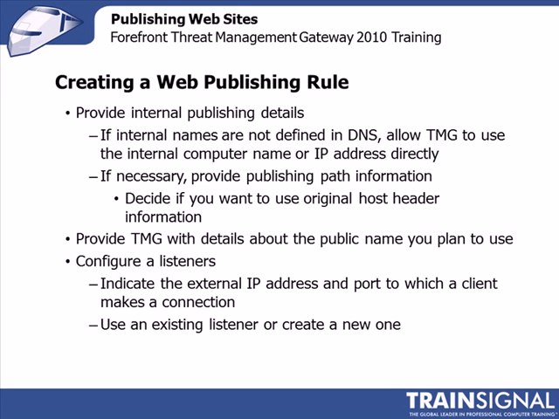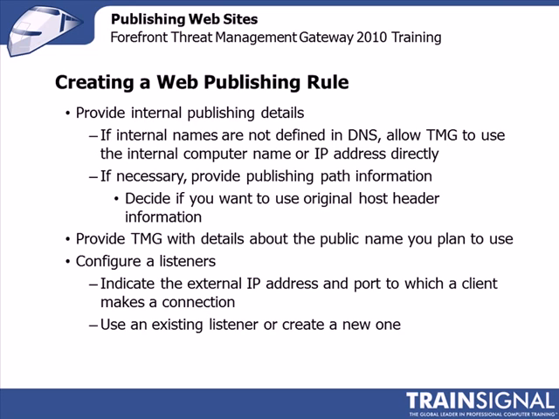When you create a web publishing rule in Threat Management Gateway, you have to provide some internal publishing details. For example, if internal names are not defined in your DNS system, you can allow Threat Management Gateway to simply use the internal computer name or the IP address directly. And then you could focus on the external DNS and allow Threat Management Gateway to do the translation or the bridging between the two names. You also have to provide publishing path information. For example, where is the content that you're trying to serve up housed?